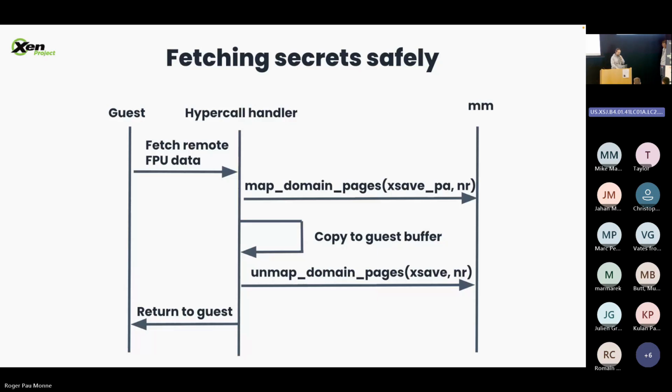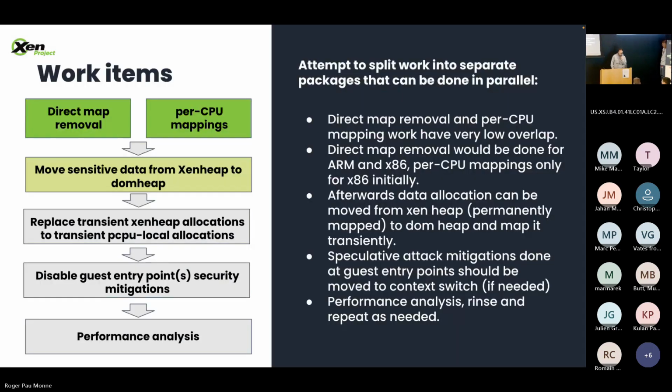and dealing with transient allocations so that there are no copies into non-safe memory. Roughly, that's the existing work items. Largely, the direct map removal series has already been worked on quite profusely. It sits currently at a B5, I think. And per CPU mappings, it's, I don't know, V2, V3? V2.